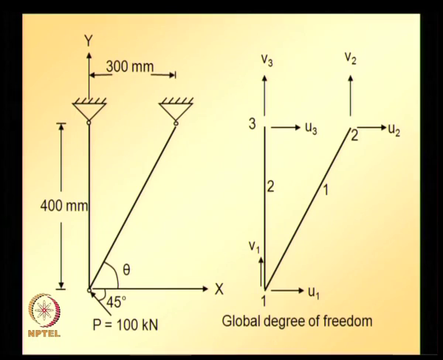So now for this particular problem the node numbers are shown there in the figure, and also global degrees of freedom are indicated in the figure. That is, at node 1 we have 2 degrees of freedom, u1, v1. In the global x axis direction displacement is u1, global y axis direction displacement is v1. Similarly at node 2 u2, v2, and at node 3 u3, v3. So looking at the element connectivity, for element 1, local node 1 is global node 1, local node 2 is global node 2. For element 2, local node 1 is global node 1, local node 2 is global node 3.